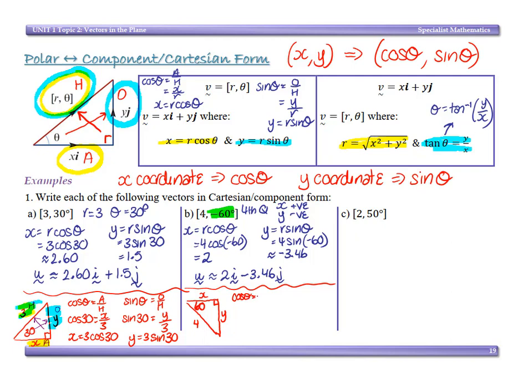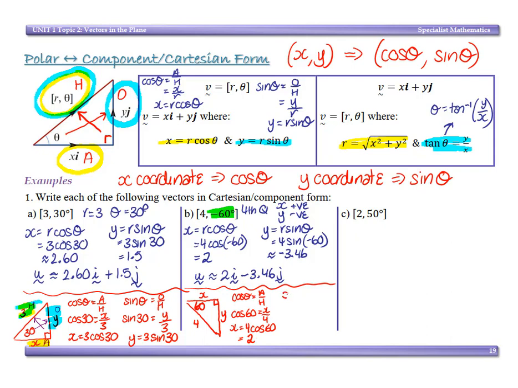Cos theta is adjacent over hypotenuse. Now put in the positive angle. Cos 60 is x over 4. X equals 4 cos of 60, which is 2. And you know x is positive.